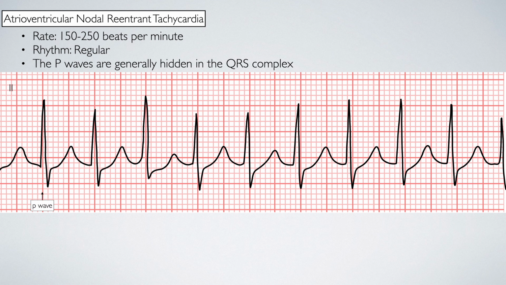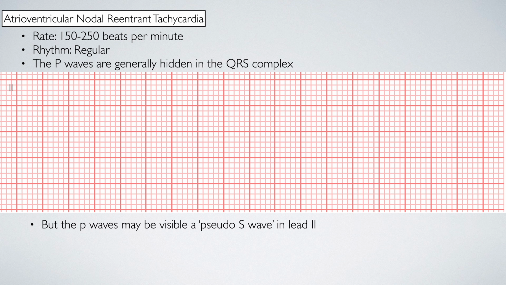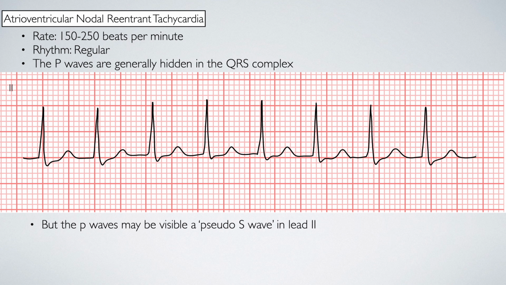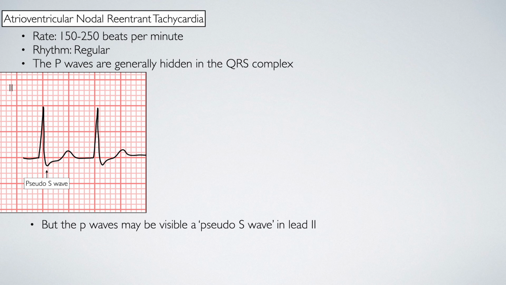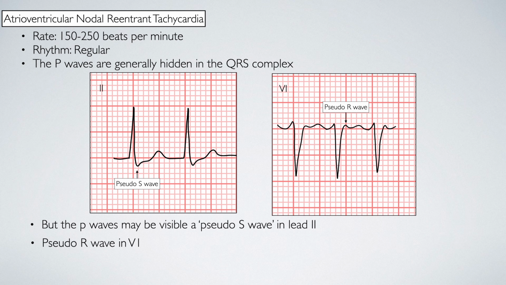P waves are typically hidden within the QRS complex as atrial depolarization occurs simultaneously with ventricular depolarization. In 30% of cases, however, P waves will occur just after the QRS complex. In this situation, a pseudo S wave will occur in lead 2. If you see a pseudo S wave, you will also see a pseudo R wave in V1 just at the end of the QRS complex.